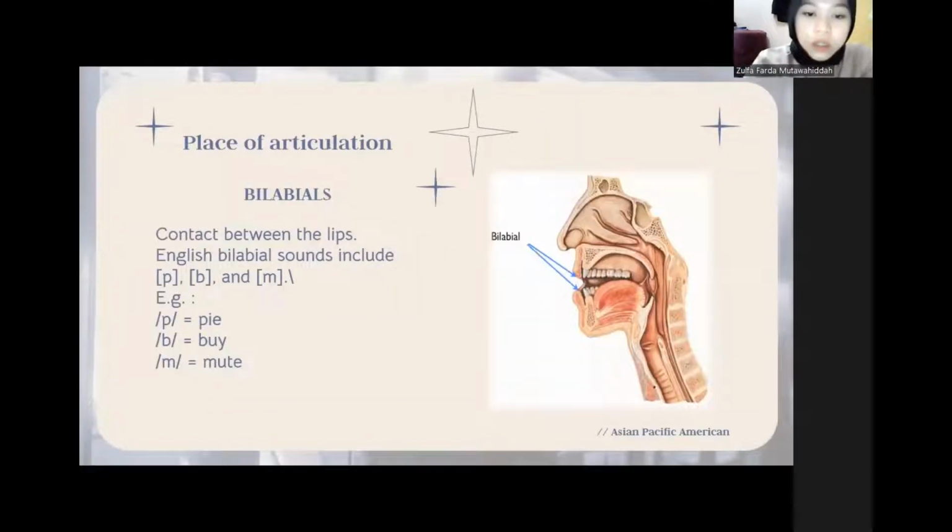Okay, first, there is bilabial. Bilabial is contact between the lips. This is the outside of the mouth. We could say that the lower lip is the active articulator and the upper lip is the passive articulator, and they come together. English bilabial sounds are p, b, and m. For example, the words pie, buy, and mute.